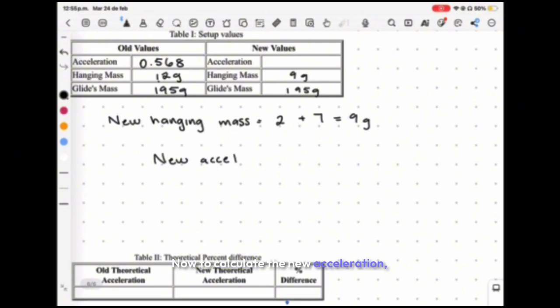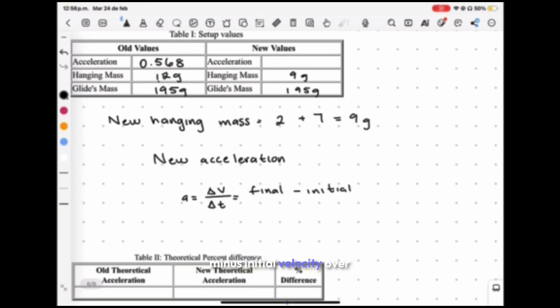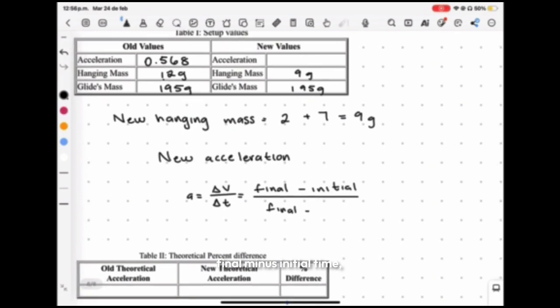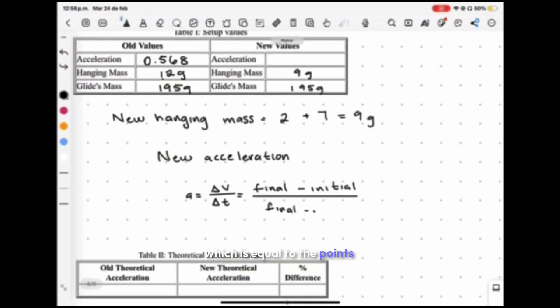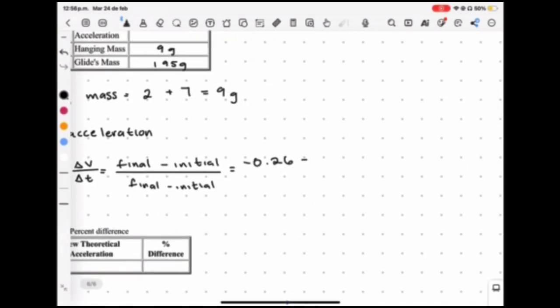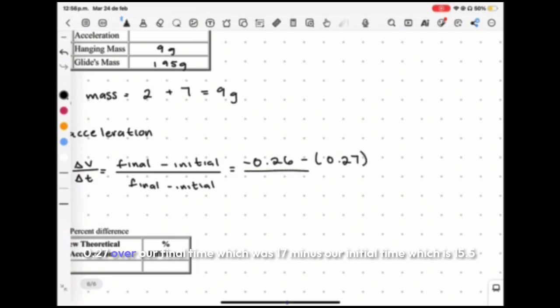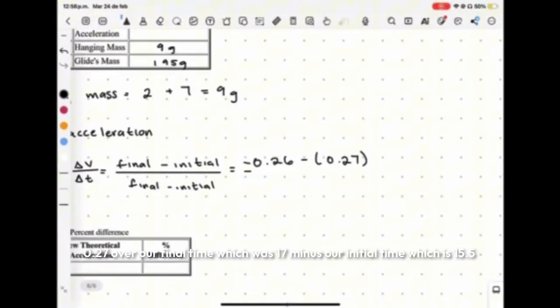Now to calculate the new acceleration, we decided to use the formula a equals change in v over change in t, which is the same as final minus initial velocity over final minus initial time. This is equal to the points obtained from our graph: our final is -0.26 minus our initial point, which is 0.27, over our final time, which was 17, minus our initial time, which is 15.5.